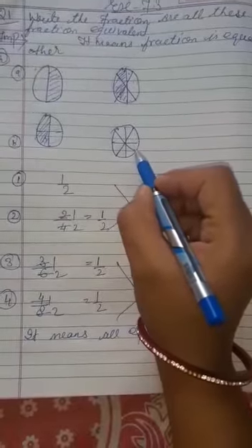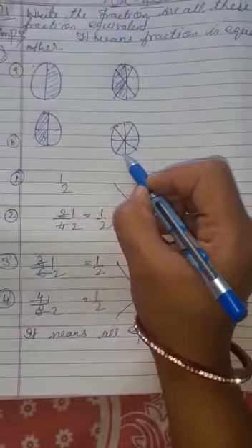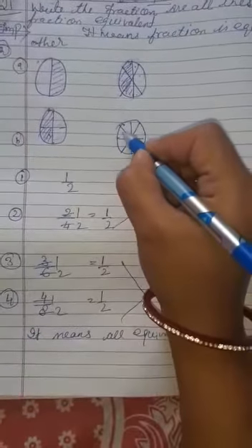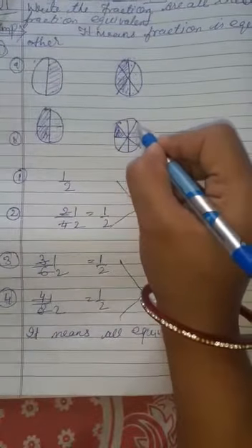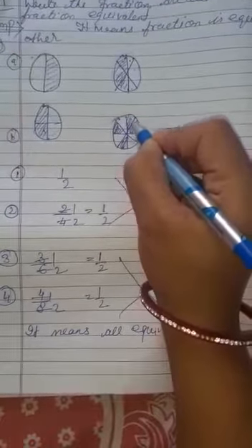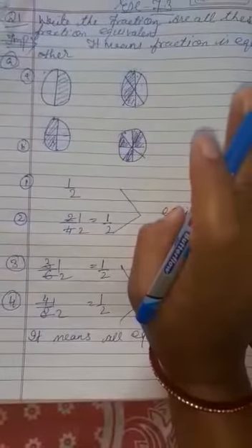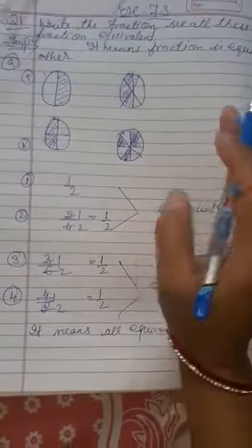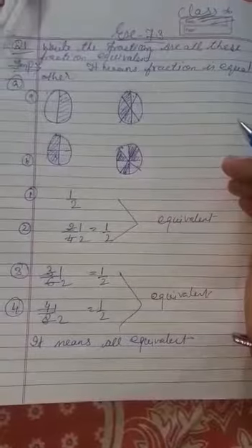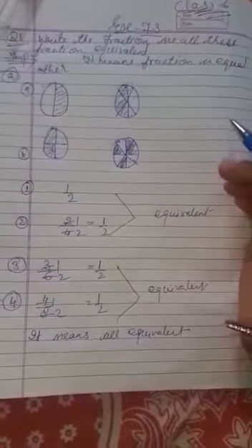Now here we will see it is also a circle. It is divided into 8 parts and the shaded portion will be 4. Okay, 4 parts will be shaded. Now you will see how you will identify whether all the parts are equivalent or not.